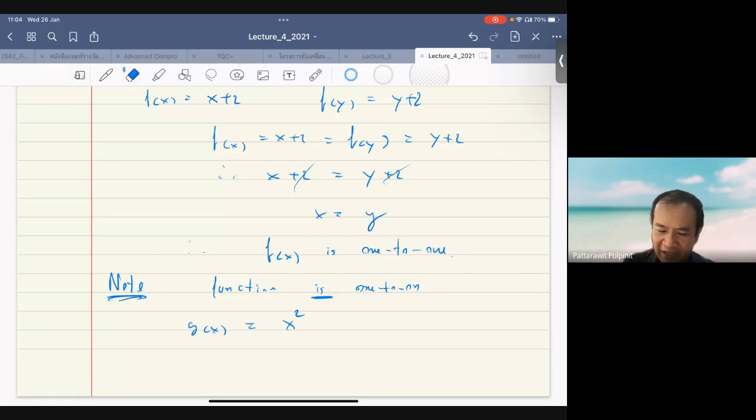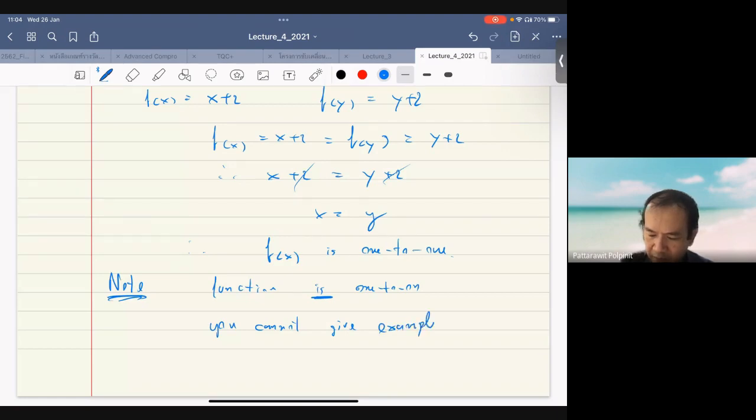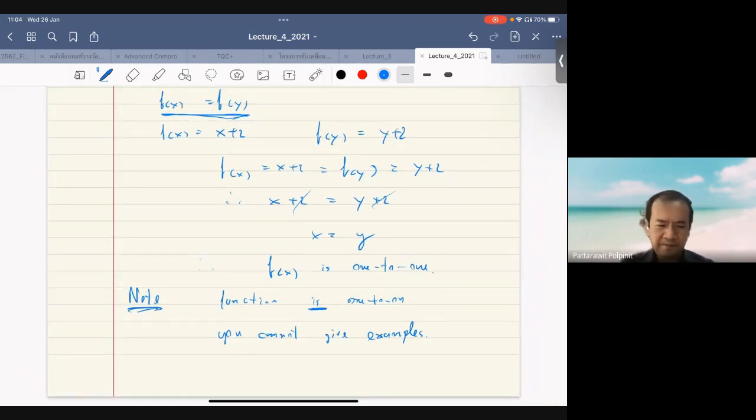Okay, I can't think of that right now, but be more careful: to show that a function is one-to-one, you cannot just give examples. Even though you give 10, 20 examples, if your domain set is an infinite set, then it won't matter. Okay. Any question on this one?